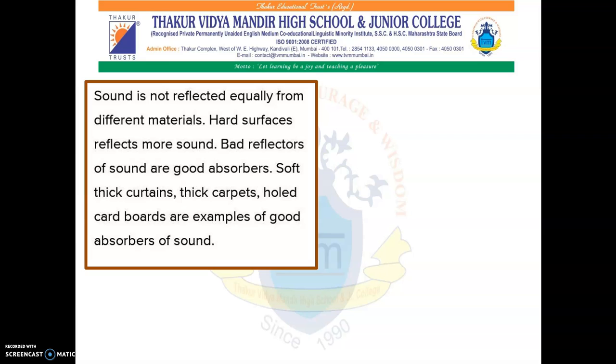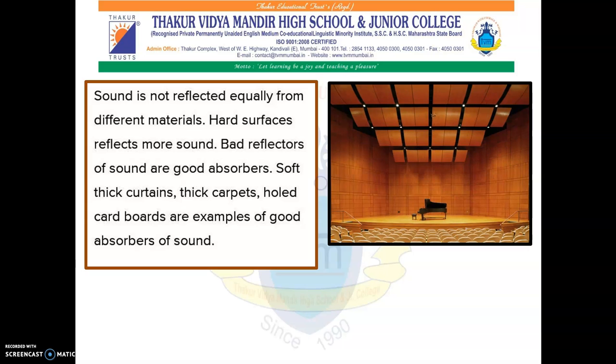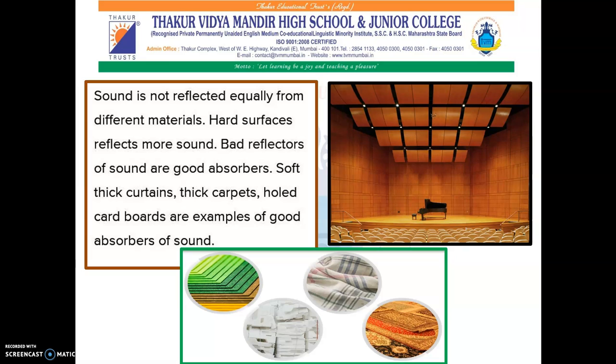Sound is not reflected equally from different materials. Hard surfaces reflect more sound, whereas bad reflectors of sound are in fact good absorbers. Soft thick curtains, thick carpet, and old cardboard are examples of good absorbers of sound.